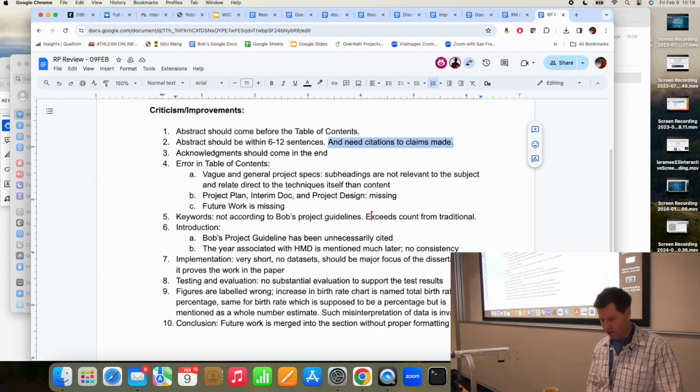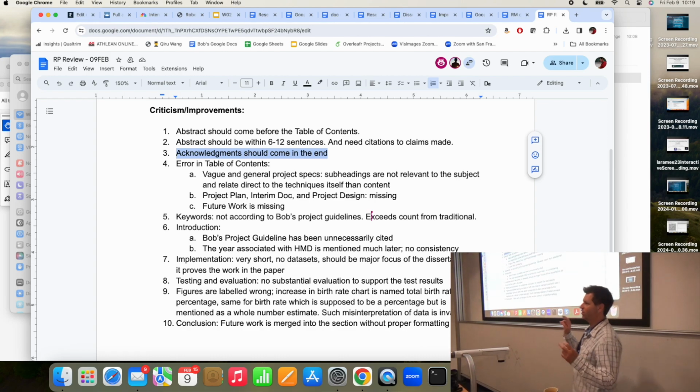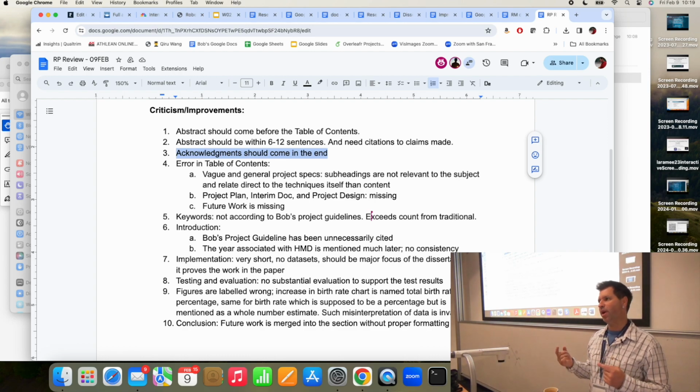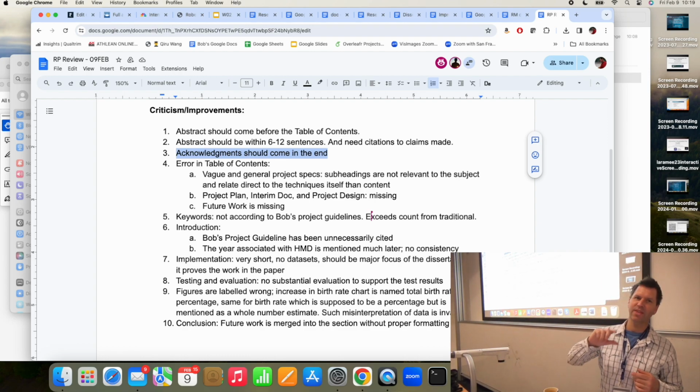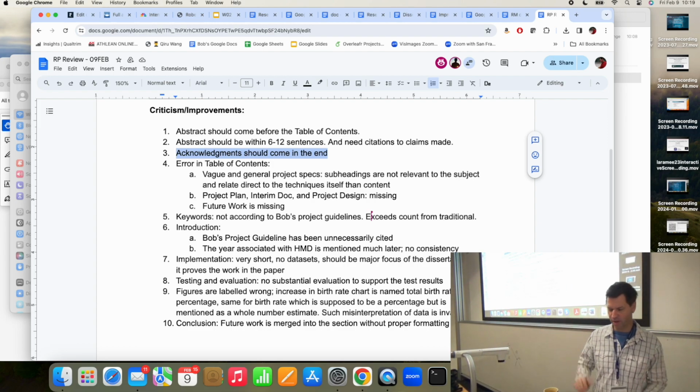Now the acknowledgements, you'll notice that acknowledgements come at the end in Bob's project guidelines, but in the good dissertations they come in the beginning. That's just an arbitrary style. There's no exact science on that. So in a research paper, the acknowledgements are always at the end. But in a dissertation, the acknowledgements are usually at the beginning for some reason. I don't really know why. It's just the way it is.